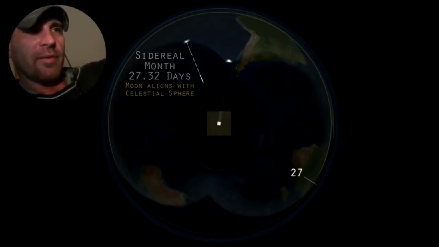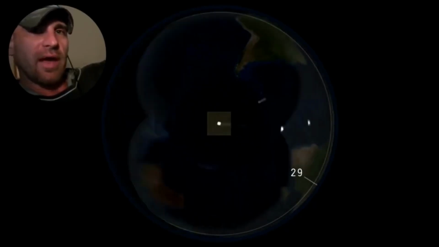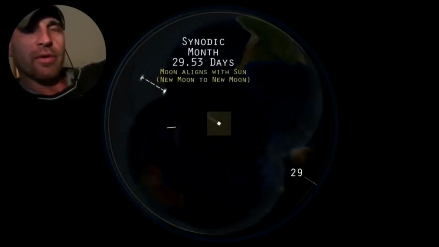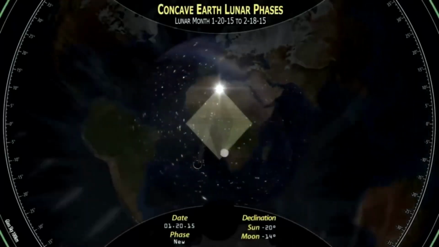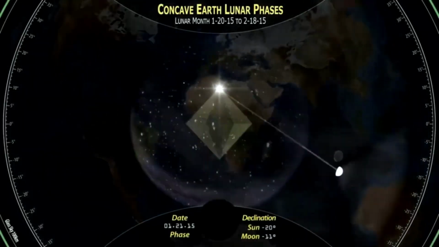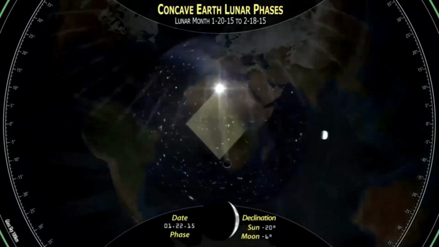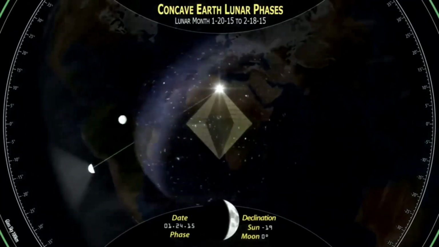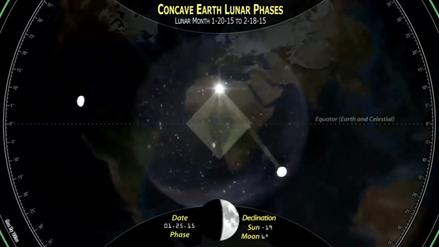And if we go on to 29.53 days, that is what is called a synodic month. That is where we mark new moon to new moon, where the sun and the moon align up. Looking front on, we see the declination range of the moon and the sun as they pass across the sky. From left to right, we see the termination line of the moon changing from day to day. We also see the backside of the moon. This is the lunar month of January 20th to February 18th.